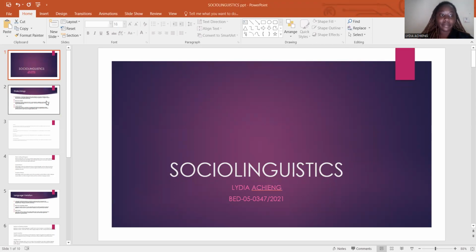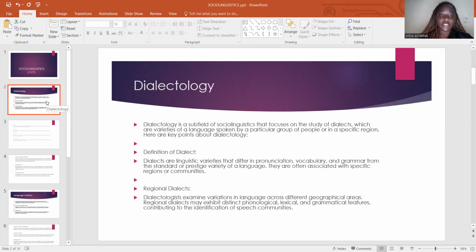Topic 1, Dialectology. Dialectology is a subfield of sociolinguistics that focuses on the study of dialects, which are varieties of a language spoken by a particular group of people or in a specific region. Here are the key points about dialectology.